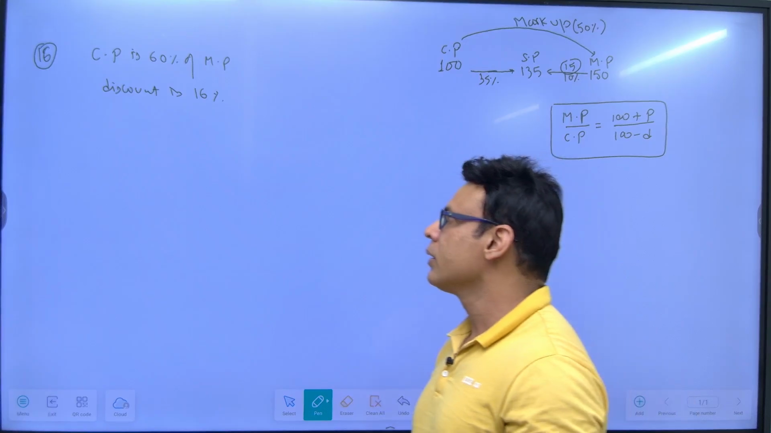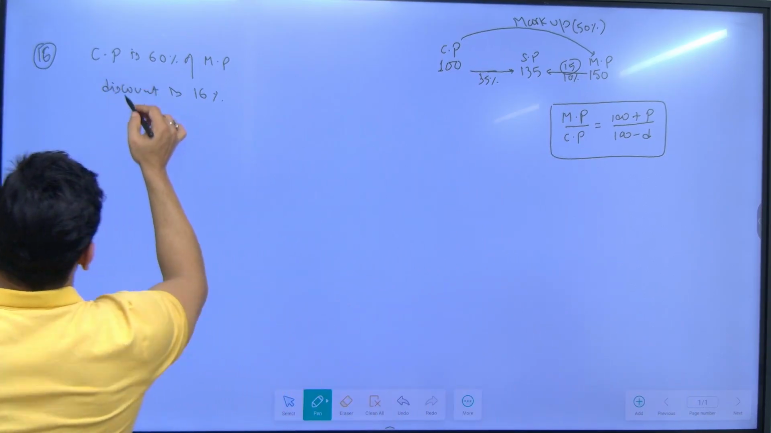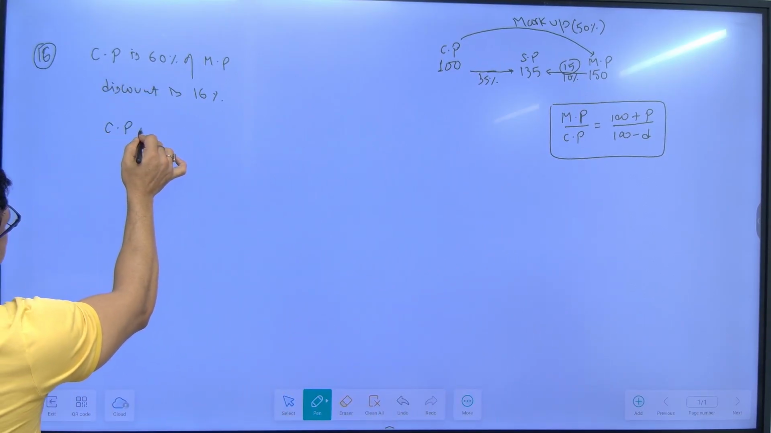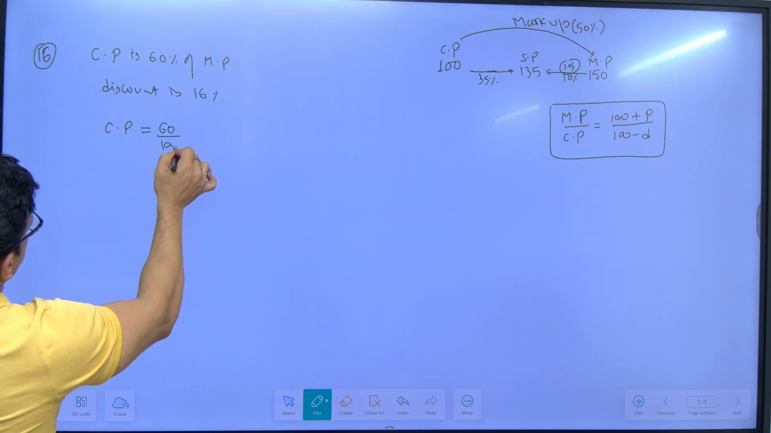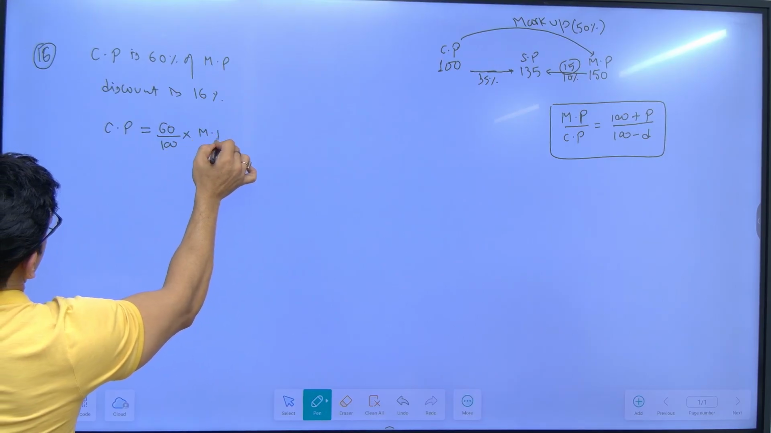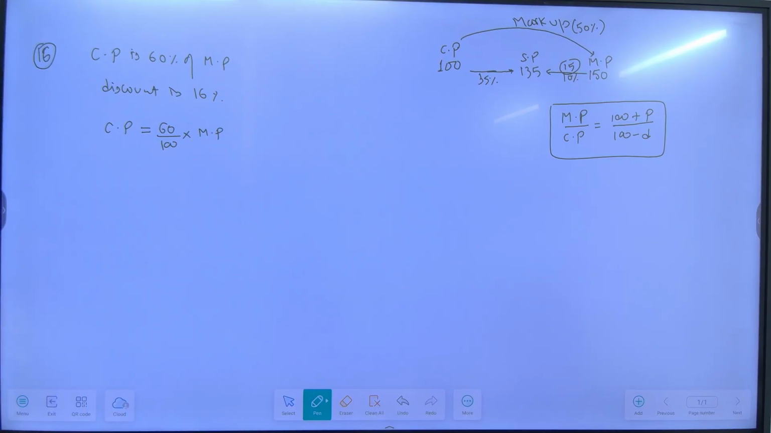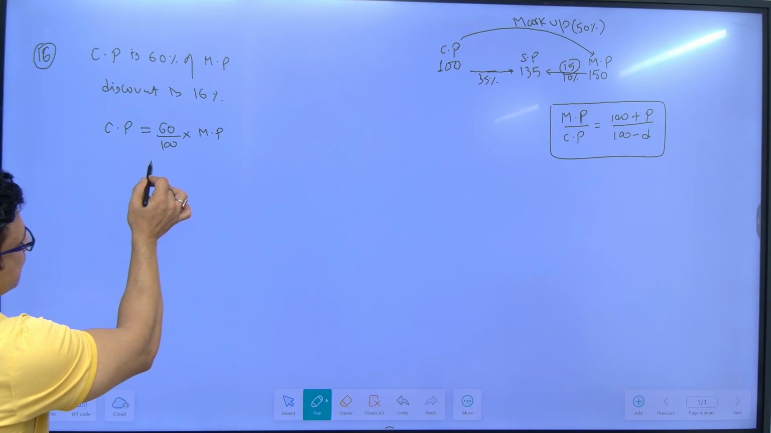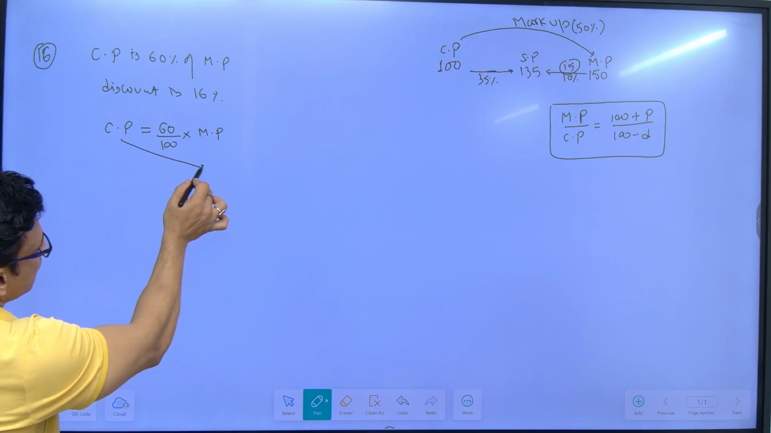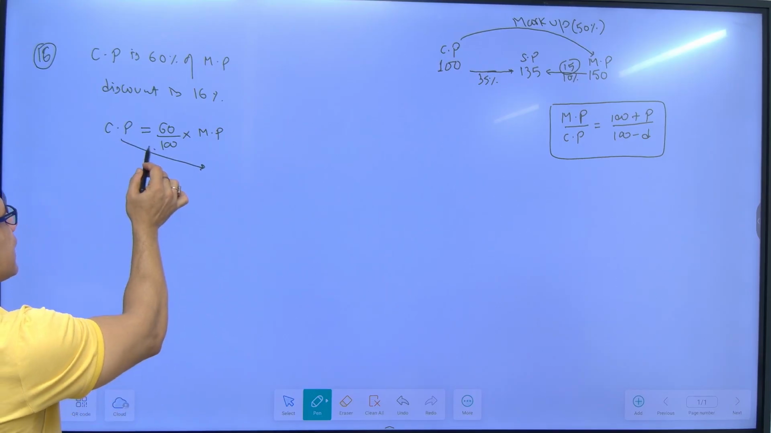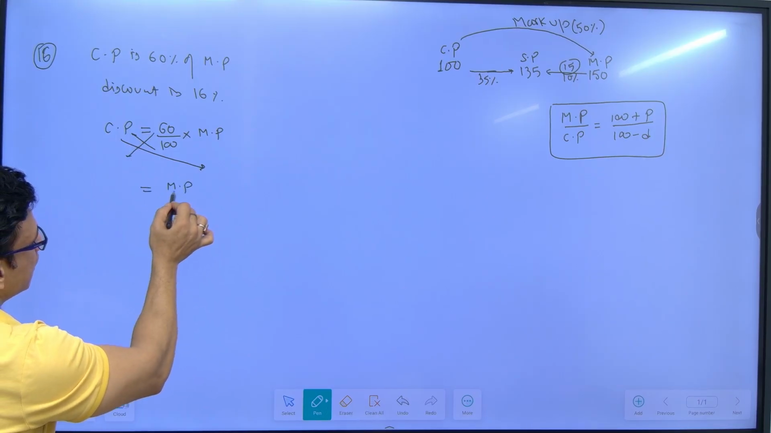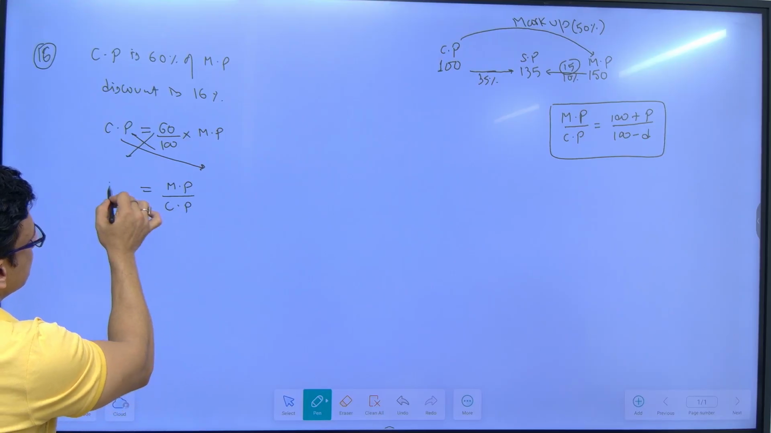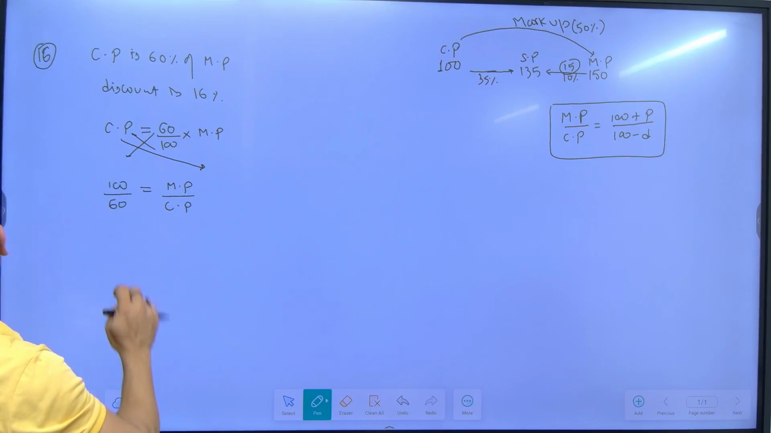And the formula, what is given? Cost price. So you write CP is equal to 60%, means 60 by 100 of mark price. So can we find out the ratio of mark price by cost price? If you bring this down, this 100 will go up and 60 will come down, or not? Can we say mark price over cost price is equal to 100 by 60?